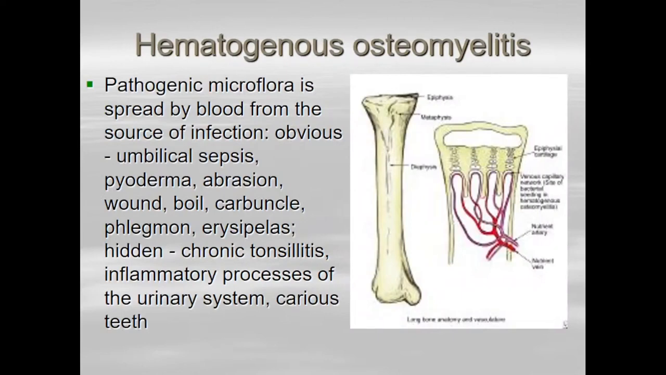Hematogenous osteomyelitis. Pathogenic microflora is spread by blood from the source of infection: umbilical sepsis, pyodermia, abrasion, wound, boil, carbuncle, phlegmon, erysipelas, hidden chronic tonsillitis, inflammatory processes of the urinary system, caries.